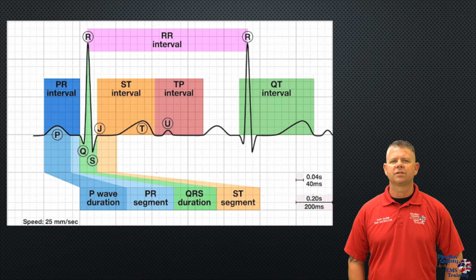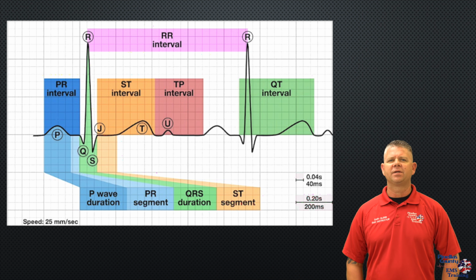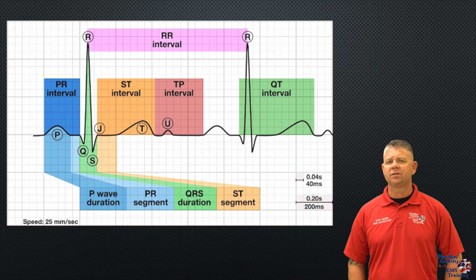Okay, so we're going to look at intervals now. So the first interval we're going to look at is the PR interval. This is a measurement from the beginning of the P wave to the beginning of the Q wave. Normally measures 0.12 to 0.20 seconds in adults. Anything greater than 0.20 seconds could indicate a delay of the signal through the AV node.